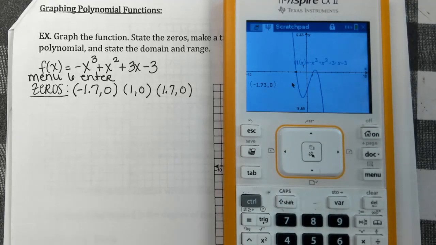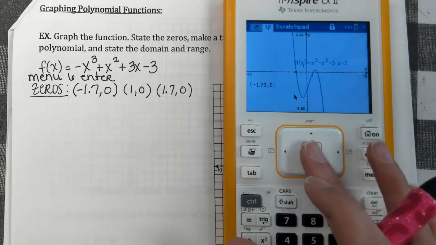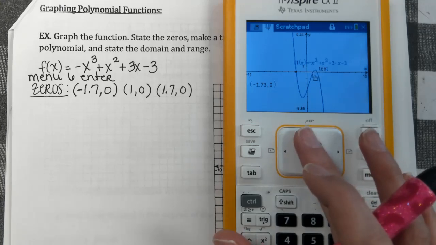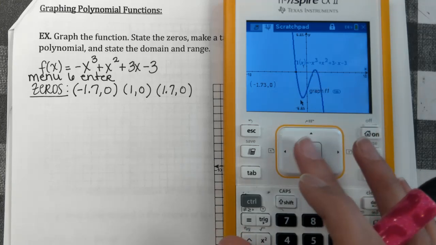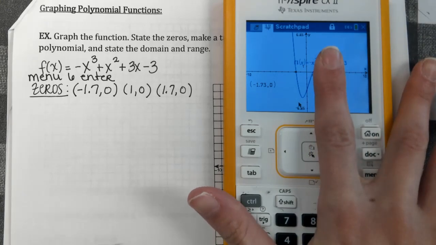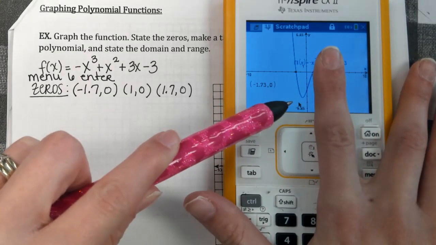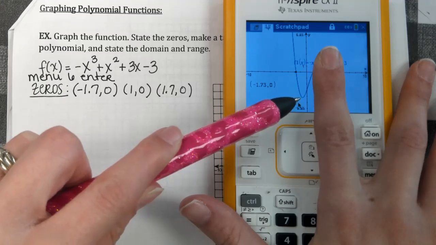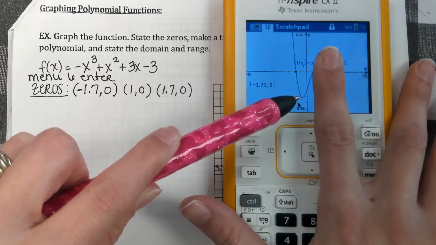Menu 6 enter. Now, see how it makes a curve down here, and then you also have a curve up there? When we did parabolas, we had what looks just like that. And this would be called what? Do y'all remember? The vertex. Now, if I'm looking at just this point, would it be a max or a min? Min.